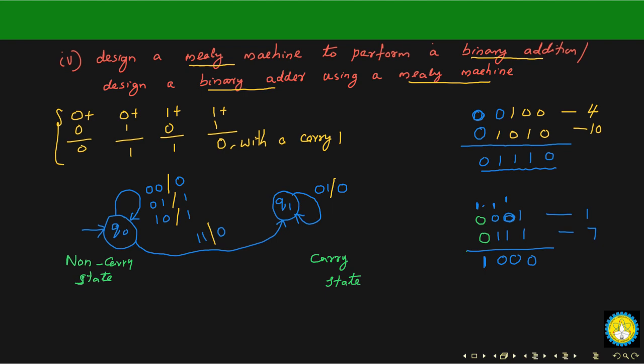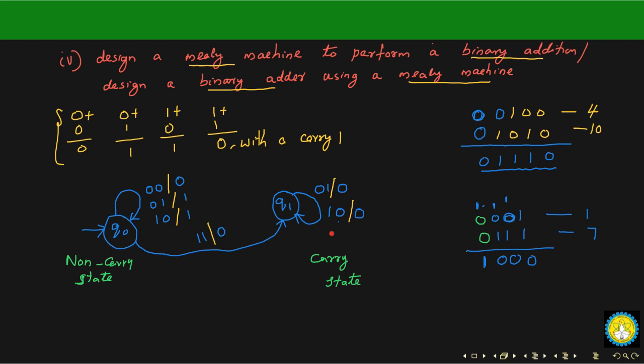So what if I have a 1, 0 in my input? Again, remember 1 and 0 normally will give you the output as 1, but since you have a carry, your output is going to be 0 with a carry 1. Since again you have a carry, you go back to Q1. So upon seeing 1, 0 also, you're looping back to Q1 itself.